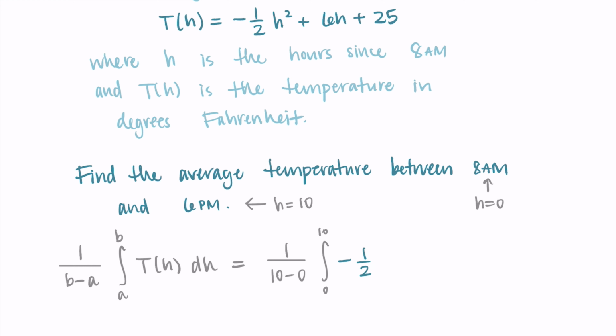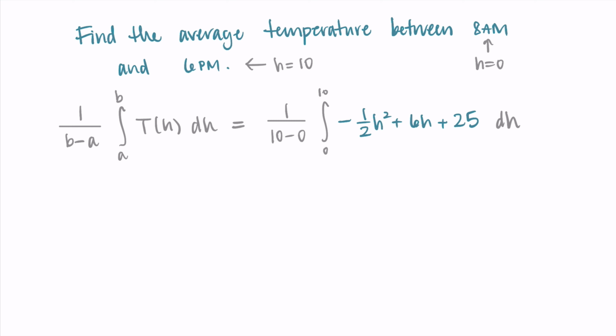Now we're looking at 1 over 10 minus 0 times the integral from 0 to 10 of our temperature function, which again is -1/2 h squared plus 6h plus 25 dh. And now we just have an integral that is probably similar to what you've done before, and we're just going to compute it. You could probably use a calculator of some kind to get the final answer here, but since this isn't too difficult, I am going to do it by hand. I just want to emphasize that the new concept here is realizing that you can use an integral, specifically the formula for average value, to find the average temperature in this application problem.